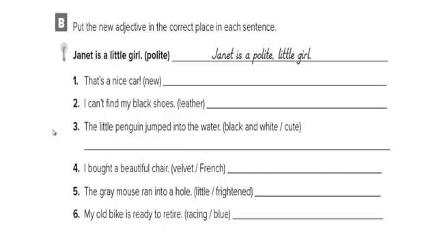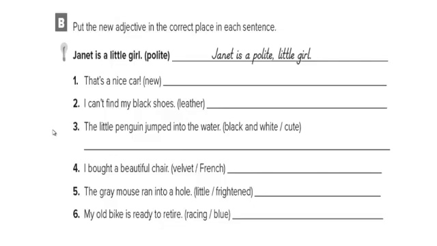That's a nice car. And then we add new. It should sound like that's a nice new car. Nice is the adjective for opinion, and then comes that of age, new, and then the object itself, the car. I can't find my black shoes, leather. I can't find my black leather shoes. Because the adjective for color comes before the adjective for material.